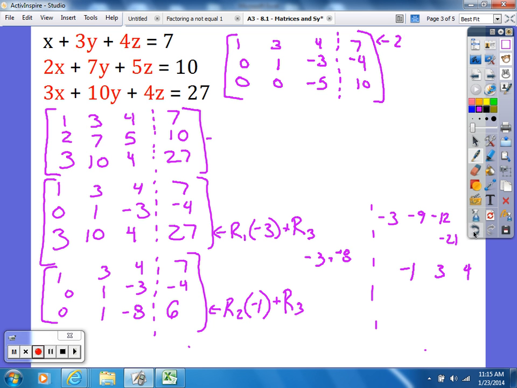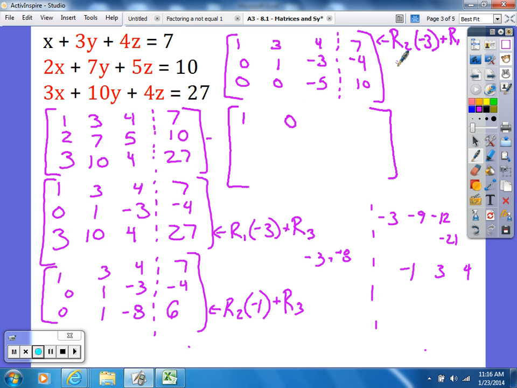Wait, try again? Okay, row 2, sorry. Plus? So if I multiply this by negative 3, it stays 0. And then I add it, it stays a 1. The middle one's going to become a 0. Row 2 times negative 3.